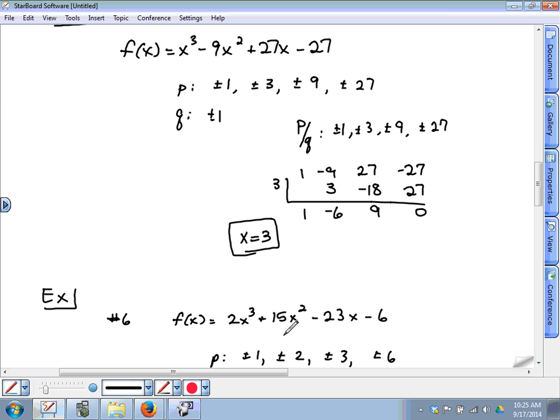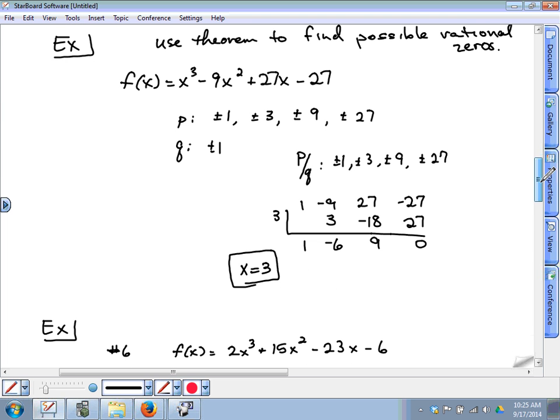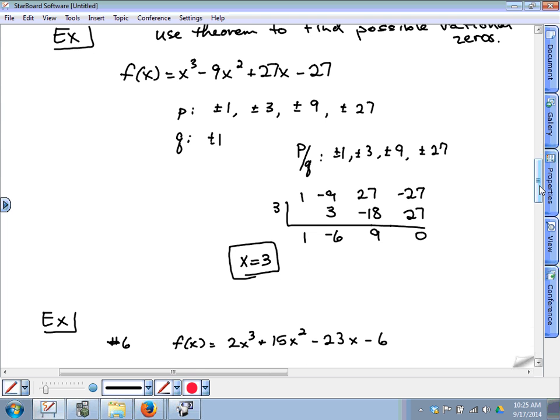All right, let's do problem number 6 off the worksheet. So you can put this on your worksheet. You don't have to put this in your notes. Just write on your worksheet. The directions clearly say: state the possible rational zeros of each function. That comes from the P over Q list. And then it says state which ones actually are zeros. Find all the rational zeros.